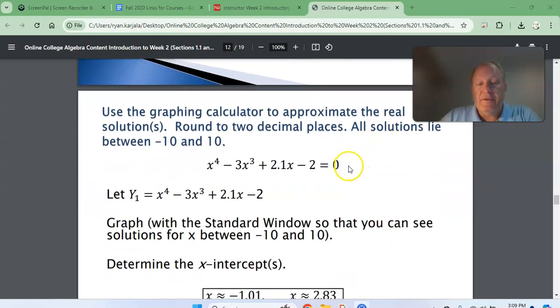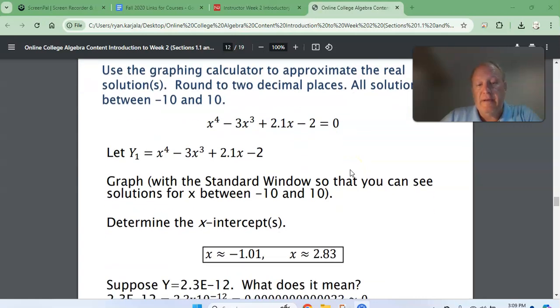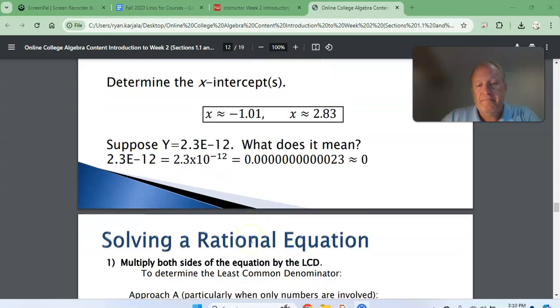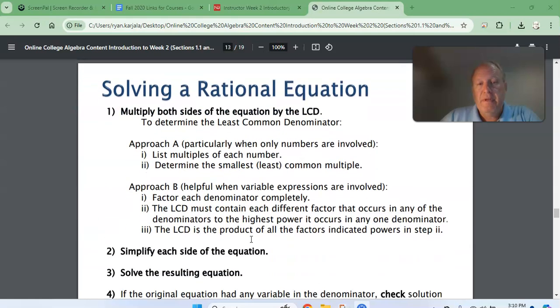Now, you can also use a graphing calculator to approximate the solutions. So if you let y equal that equation, you can look and see where the graph crosses the x-axis, and those will be your x values. And you can use the trace button to figure that out.